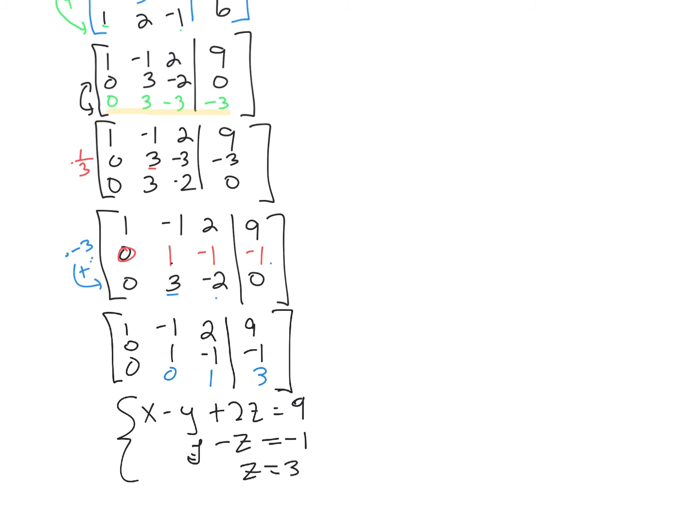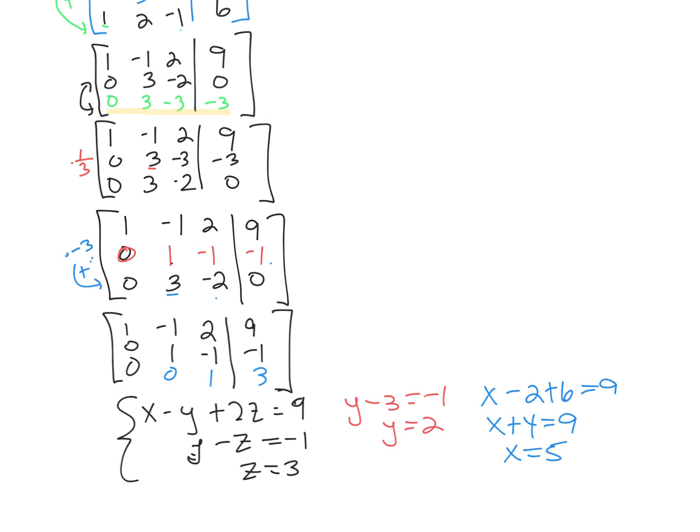All that's left for us to do is to use back substitution to find y and x. So we know we'll have y minus z, which we just found to be 3, equals -1, or y is going to equal 2. And then we can find x minus y, which was 2, plus 2 times 3, which is 6, equals 9, or x plus 4 equals 9, or x is equal to 5.